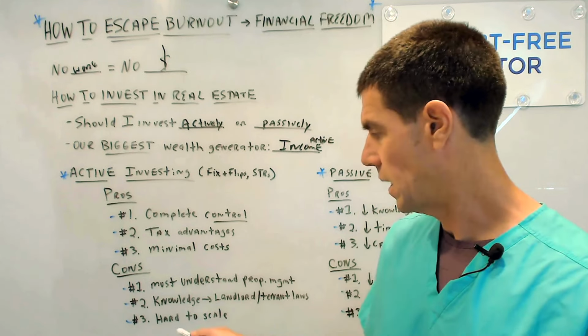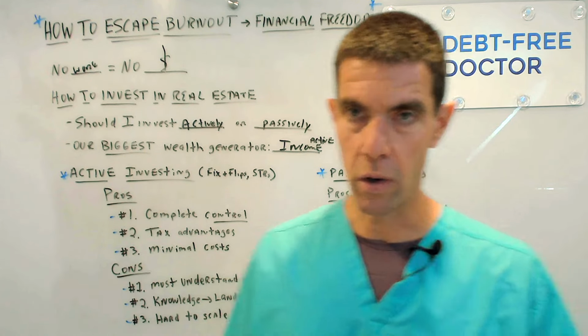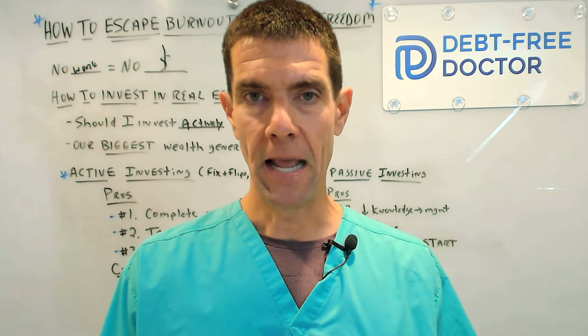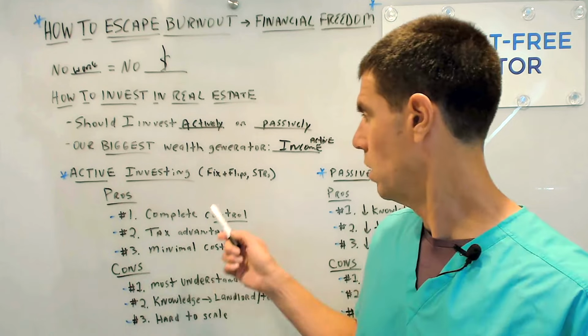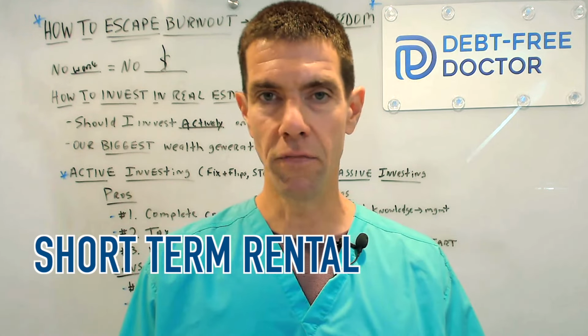And it's also, a lot of times, hard to scale when all the rental properties are actively managed. Now, some of the different types are fix and flip, short-term rentals. That's like Airbnbs, VRBOs, stuff like that.